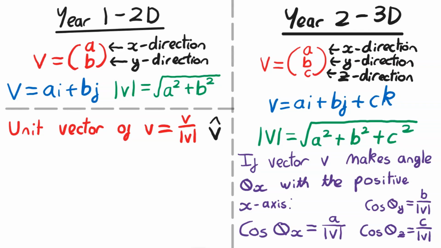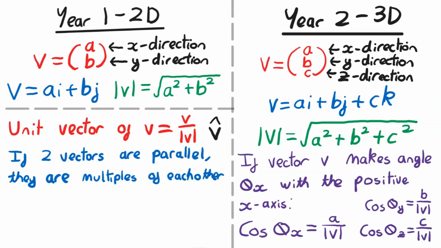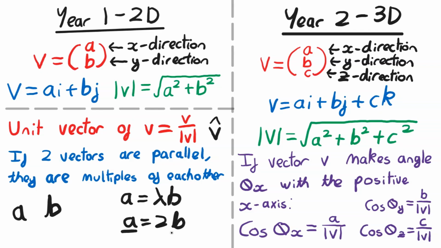Just as well, in year one we talked about parallel vectors. This is the same between 2D and 3D vectors. So we talked about if two vectors are parallel, they're multiples of each other. So what I mean by this is, let's say that we have two vectors, let's call them A and B, and let's say that these two vectors are parallel. What this means is that A is equal to lambda B, where lambda is just a number. So for example, it could be that A is equal to 2B, for example. The point being is that A is a multiple of B, with this lambda just being a number.